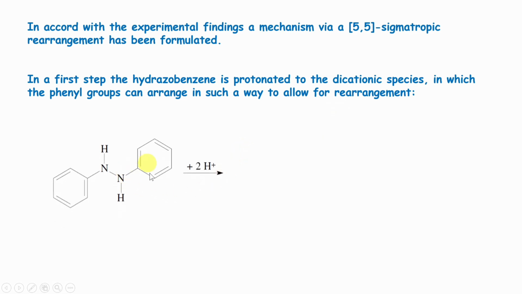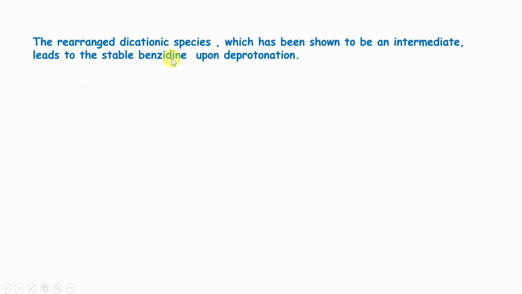You can see protonation of hydrazobenzene on reacting with the acid. You will get a dicationic species in which phenyl groups can arrange in such a way to allow for the rearrangement. You can see how this rearrangement is taking place. The rearranged dicationic species, which has been shown to be an intermediate obtained in the benzidine rearrangement, leads to the stable benzidine upon deprotonation.